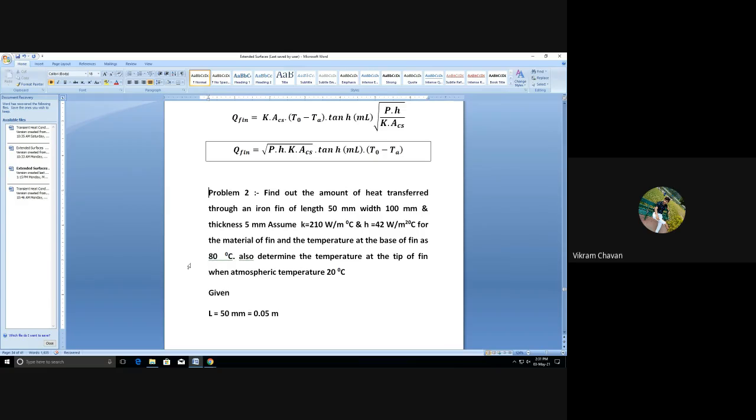And H is equal to 42 watt per meter square degree Celsius for the material of a fin.